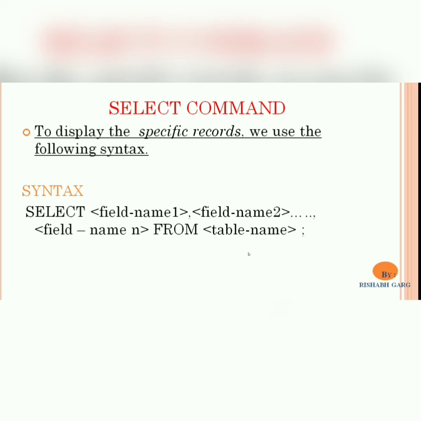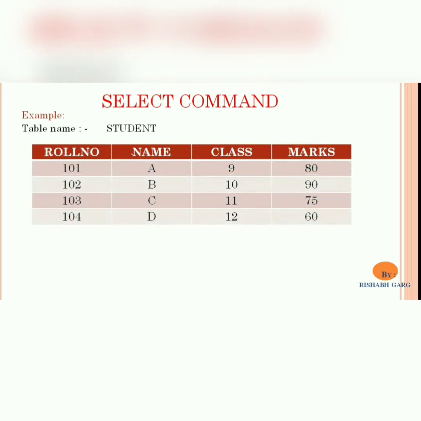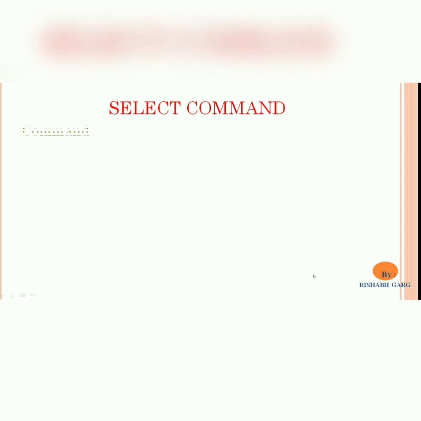So let's take an example to understand this. Suppose we have a table student with 4 fields and 4 records, and we want to perform a query to display the roll number and name from the table student. It means in this query, we only want to display the roll number field and the name field, not the entire records of the table. So we will execute the following command.